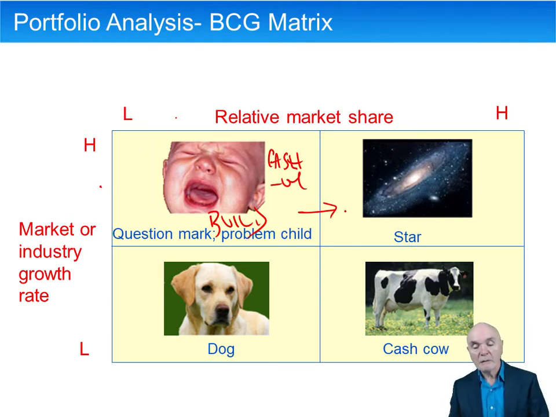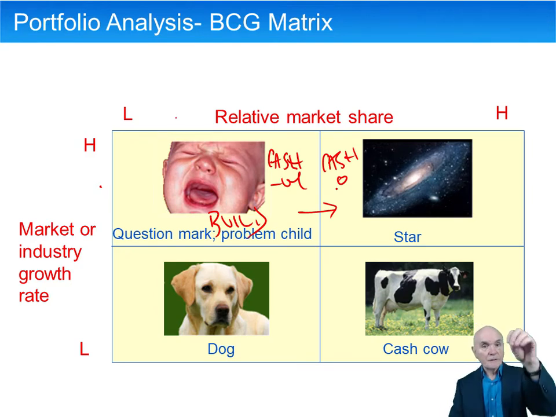Assuming we succeed and we go up here, well, what's known as a star product, and stars are not as good as they sound. A star product has a high market share, there's a high growth rate, and this is said to be cash neutral. And it's cash neutral because if you are top of the tree, the company with the highest market share, then all the other companies down here who've got small market shares have got you in their sights, and they keep having special promotions to try to grab market share. They drop their selling price and so on.